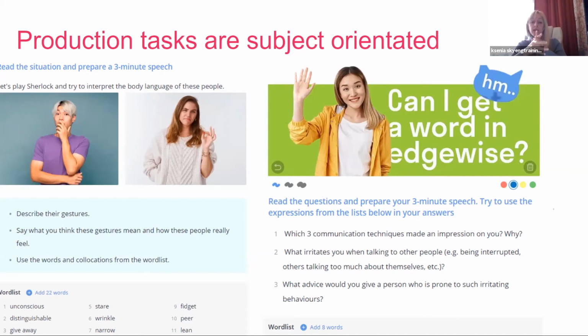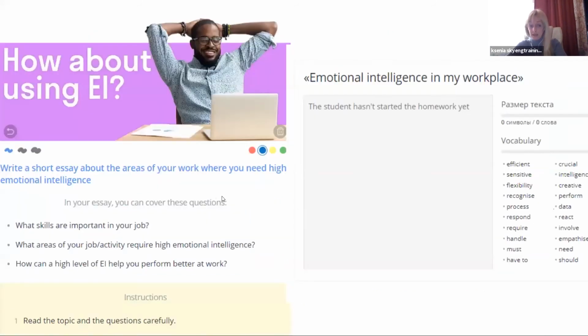Here, the student has to interpret the gestures they see in the pictures, to describe, and to prepare their speech on communication techniques and why they are important, and how to apply them. And as I have already mentioned, language support is very important here. So we have some word lists. It's impossible to show all of them here, unfortunately, but we have some word lists to provide the learner with the necessary vocabulary to use in their speaking and writing activity as well.